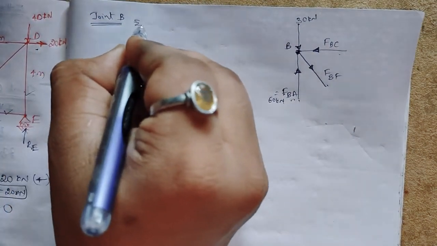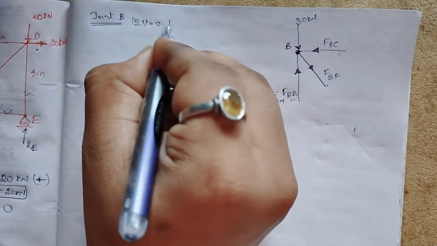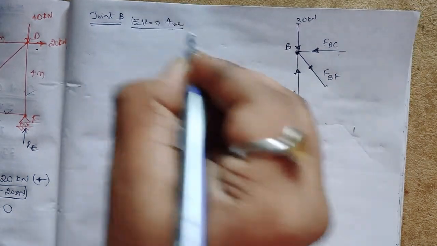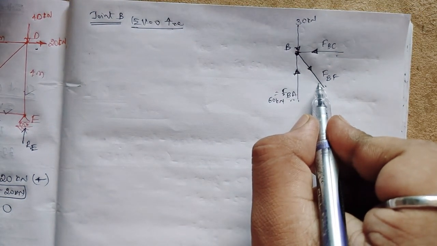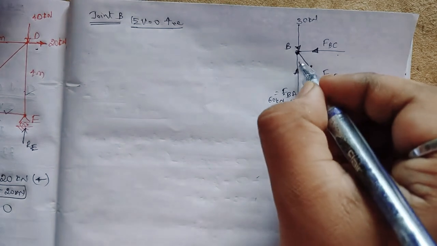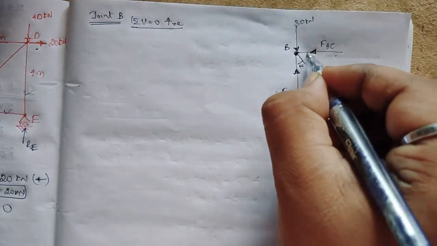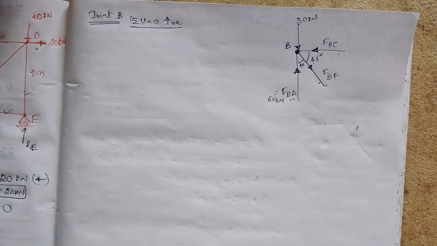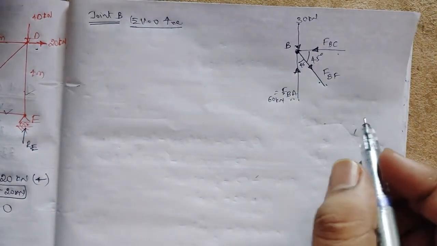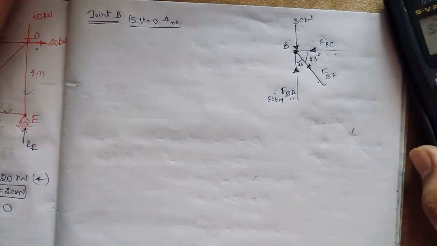Summation of vertical forces equal to 0, taking upward as positive. Noting here, FBF is what? An inclined member. It is a square, right? So it is also 45 degree. The given diagram was a square, so it is 45.